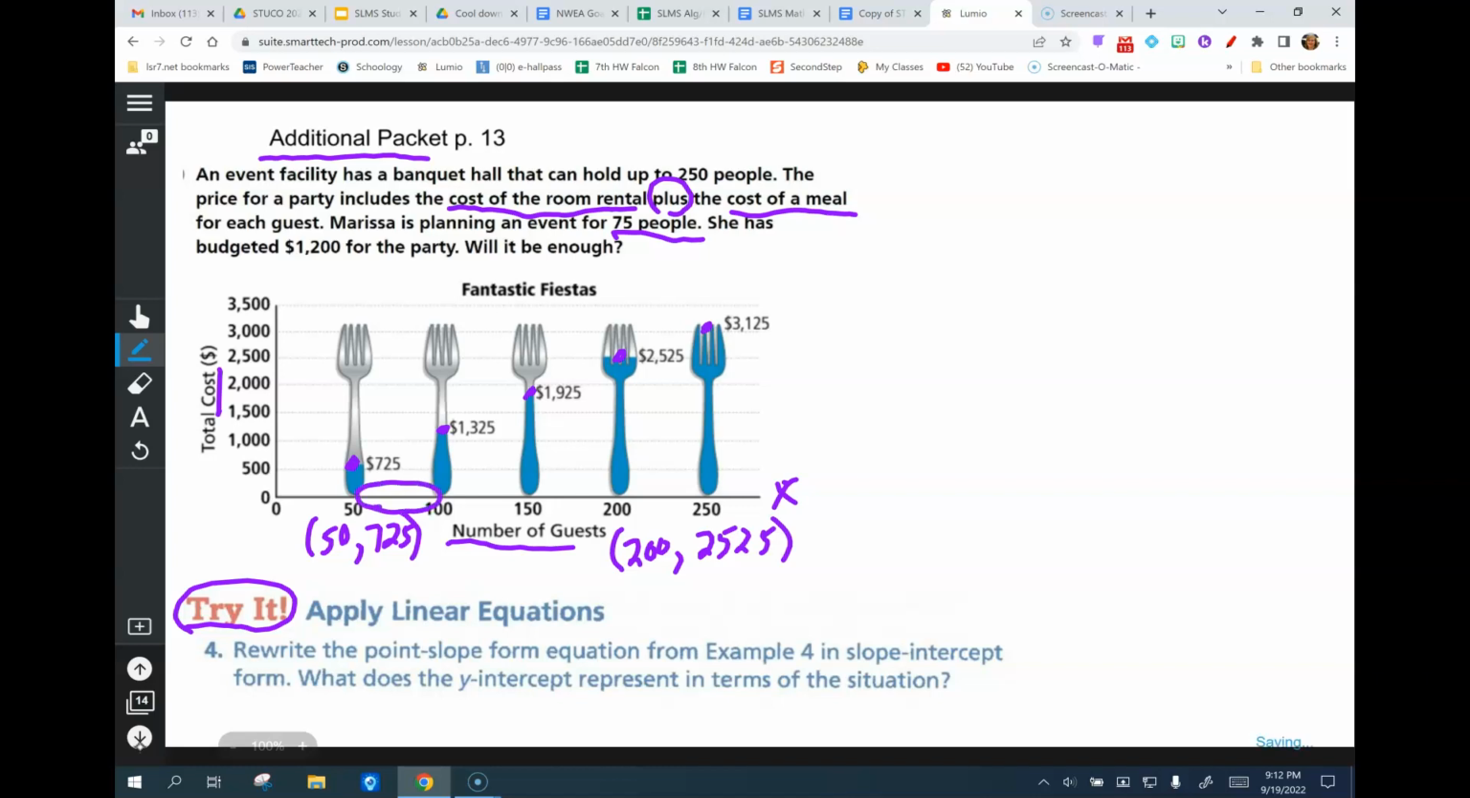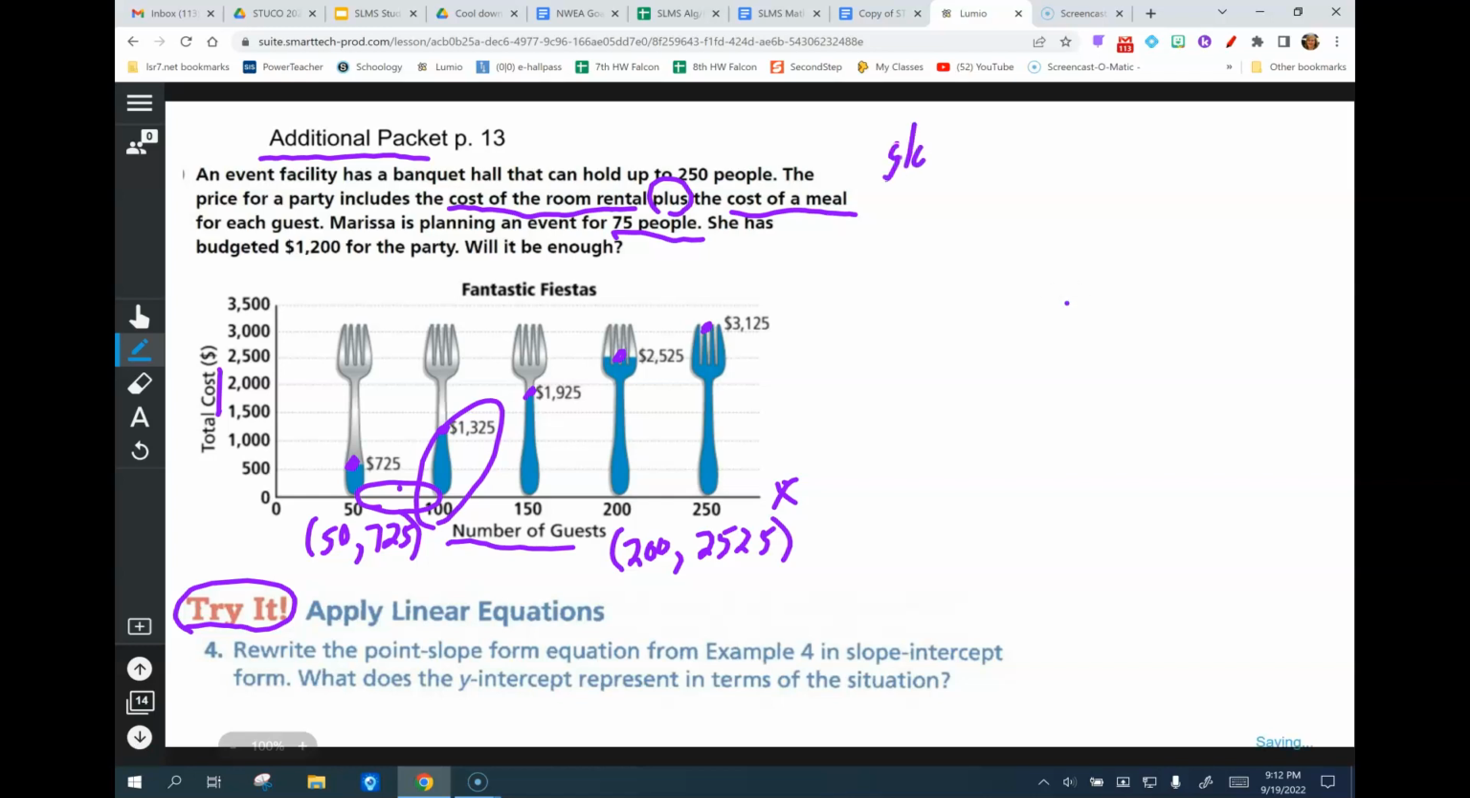We don't have 75, so we're going to have to find that out. What we're going to do is find the equation of this line, and then plug in 75 to see if it's enough. Take any two points. If I'm going to actually do this, I would probably use this point right here because I like 100, but it doesn't really matter. I have these two written down. I'm going to go with that.